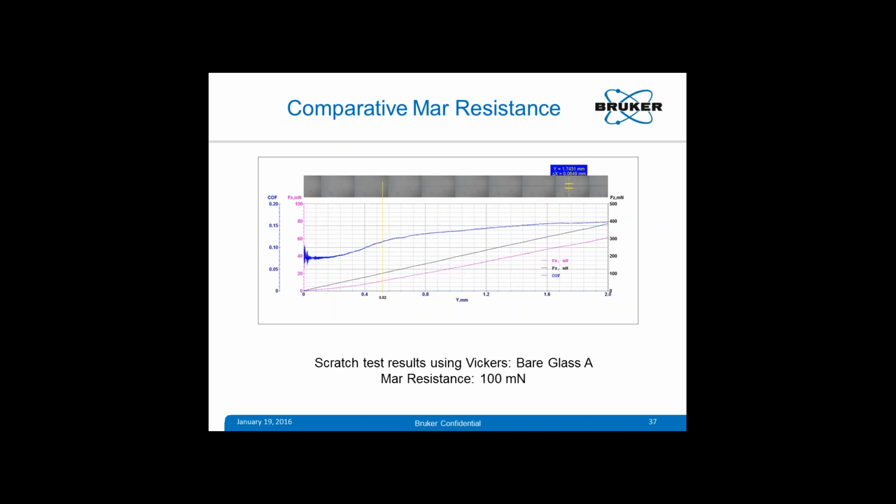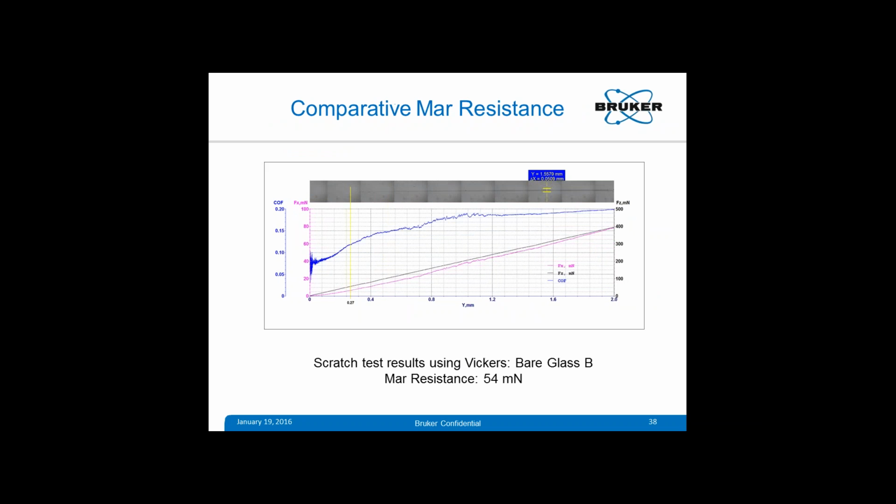Scratch test can also be used for evaluating mar resistance of any surface, for instance mirrors of automotives, or glasses. In this particular sample, a bare glass specimen was tested similar to the scratch methodology using a diamond tool, and you see it started showing this mark on the surface of the specimen after about 100 millinewton load. The load is very small. In another instance, a different glass shows this mark at a much lower load, about 50 millinewton.